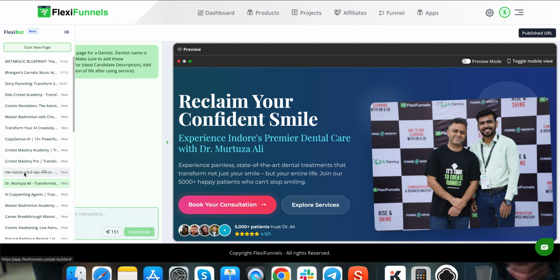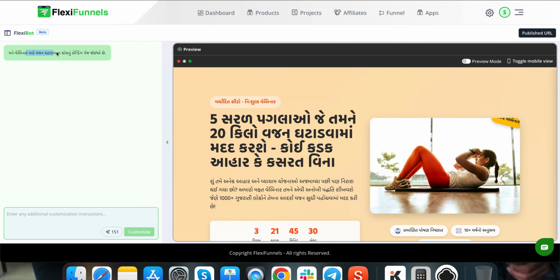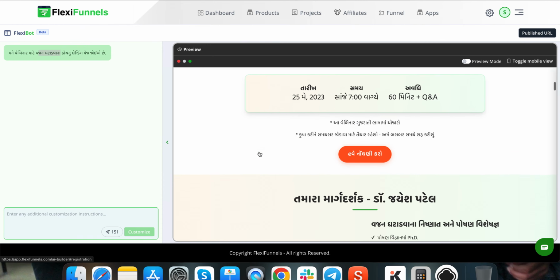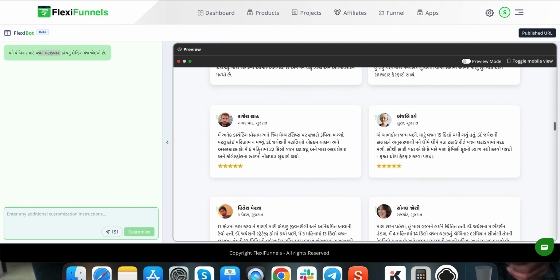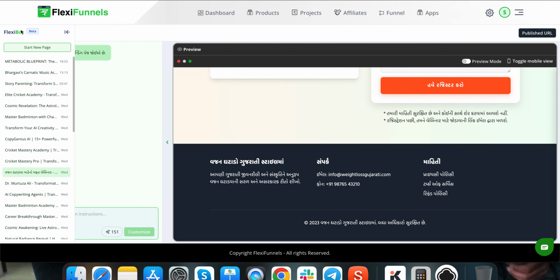You can even, by the way, give the prompt in any other language. For example, this was regarding vajan ghatwana, weight loss. And if you see, this is the page that came, right? So it is totally up to you, the length of the prompt and what you want, basically, so we'll discuss in complete detail.